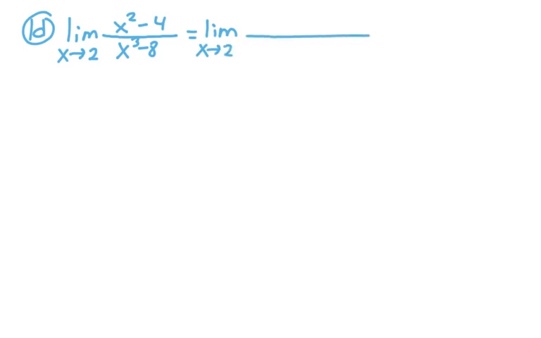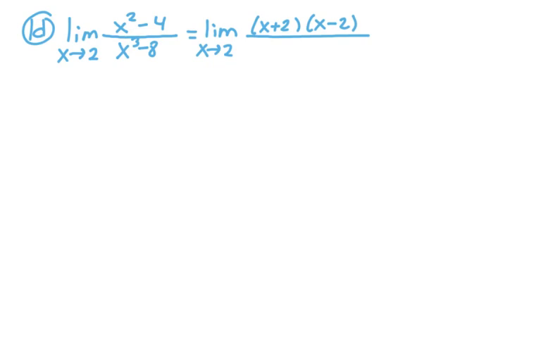Let's take a look at 1d. Suppose I had the limit as x approaches 2 of x squared minus 4 divided by x cubed minus 8. I want practice in factoring, canceling, things of that nature. So this is the limit as x approaches 2 of: if I factor the numerator, I get x plus 2 times x minus 2.